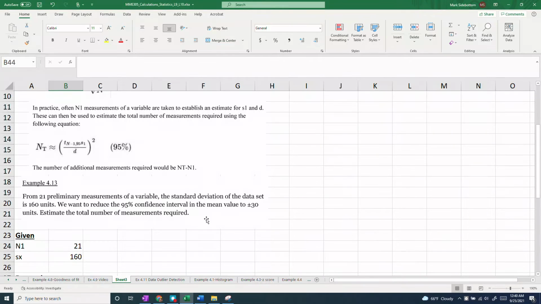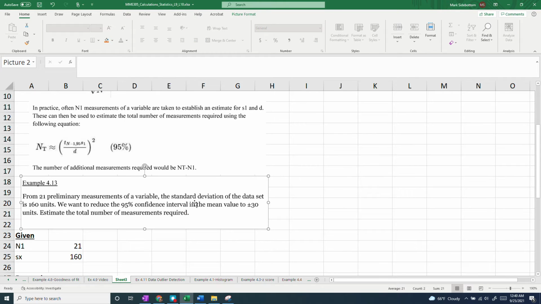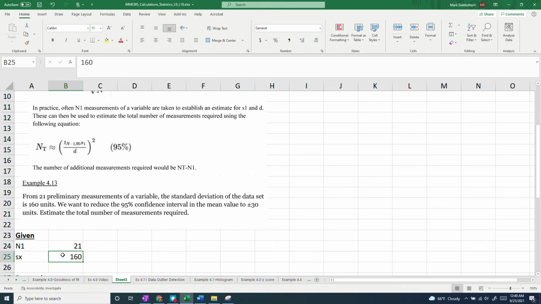So if we take 21 measurements, our initial amount of measurements is 21, and the standard deviation of that data set was found to be 160 units. We want to reduce the 95% confidence interval in the mean value, so the mean of our overall data set, to be about plus or minus 30 units. To help us determine that, we need to estimate the total number of measurements required.